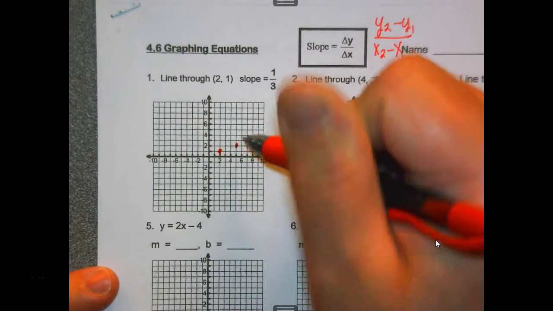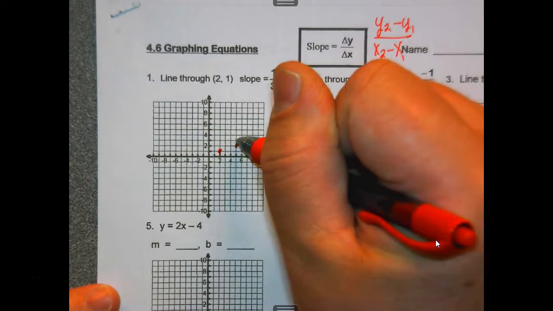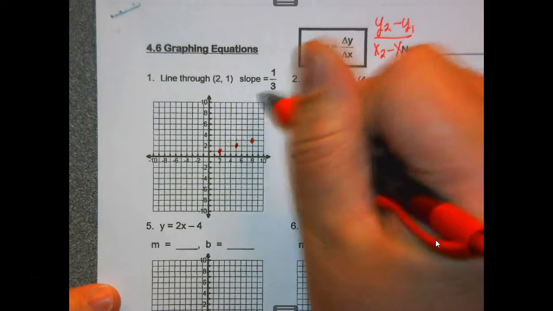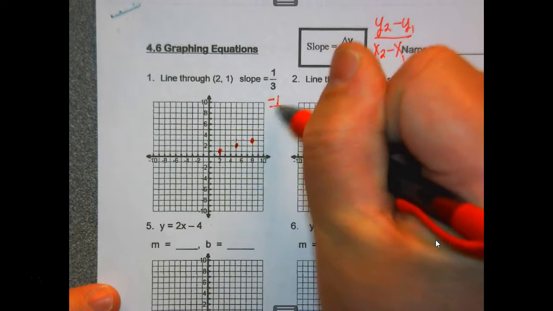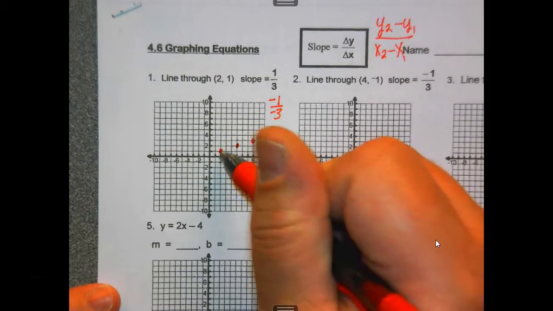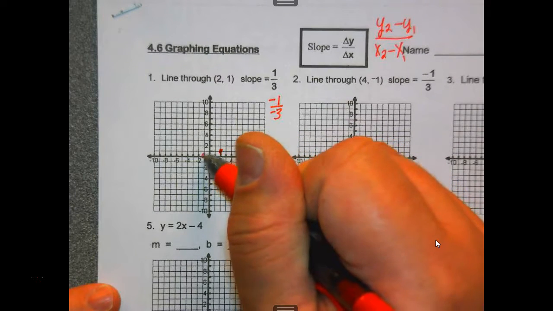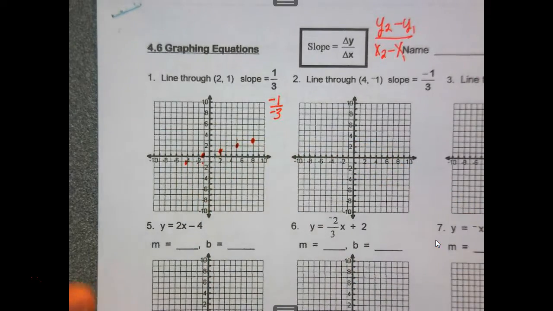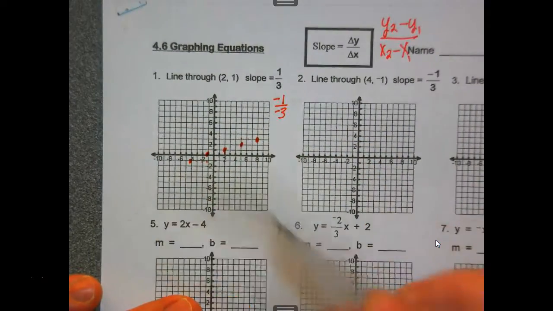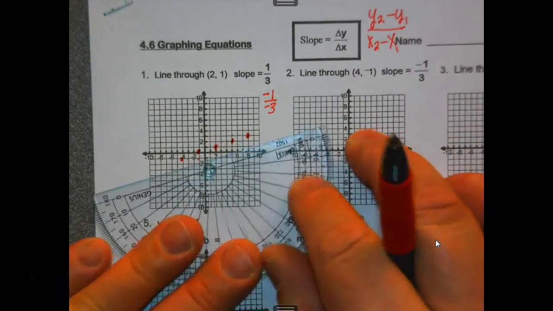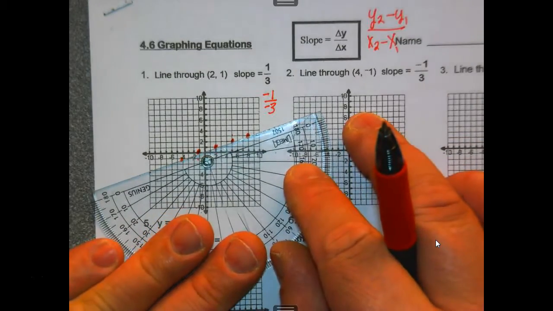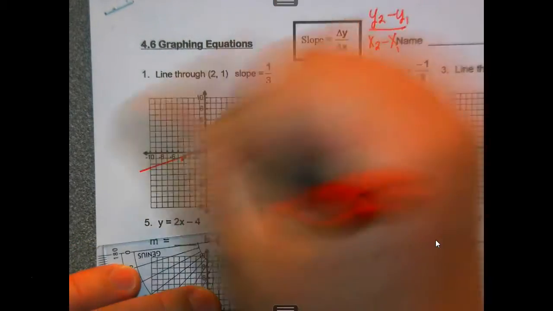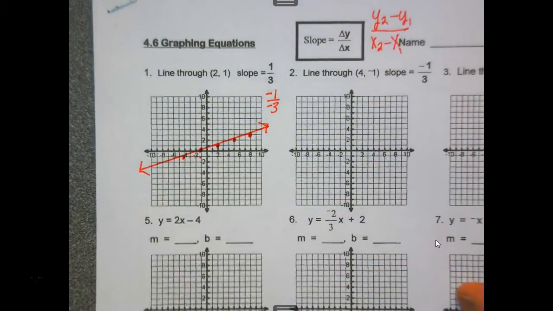Get yourself a whole mess of points. It's easier. Up 1 to the right 3. This is also -1 over -3, so I could go down 1 to the left 3. I'm going to use a straight edge because I can't draw a straight line for me. So there's my line with a slope of 1/3.